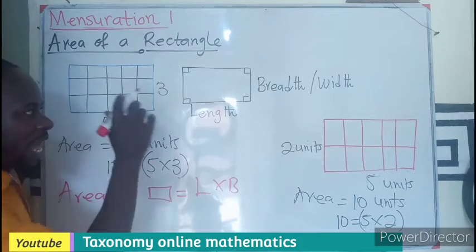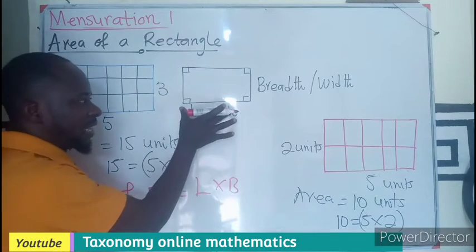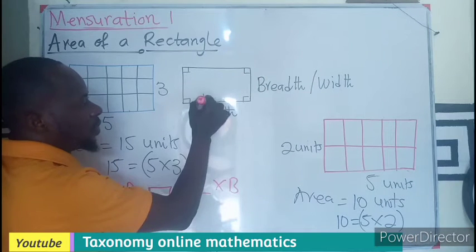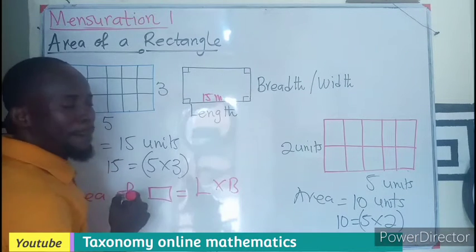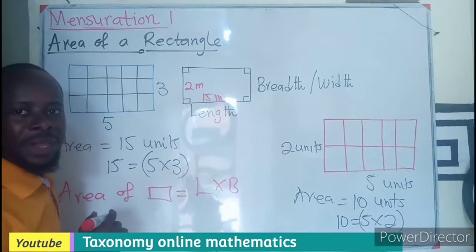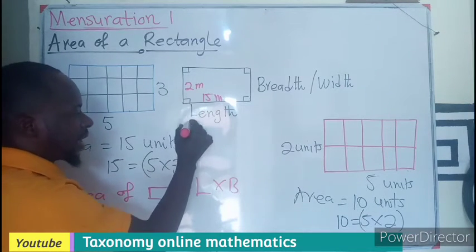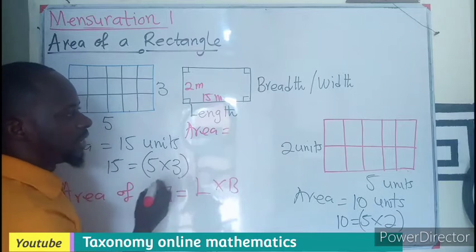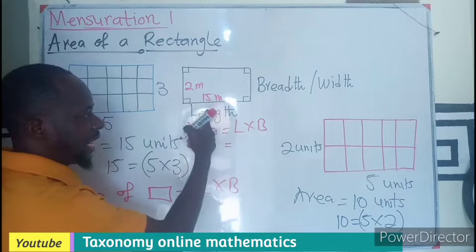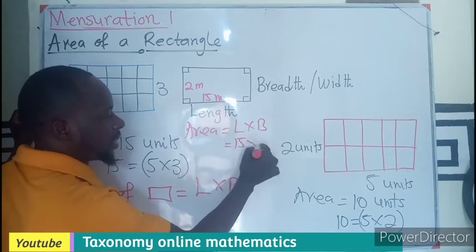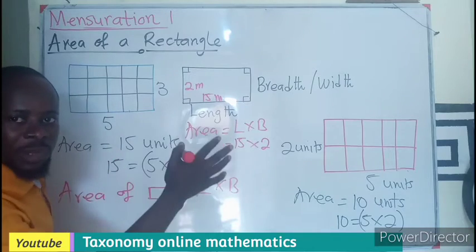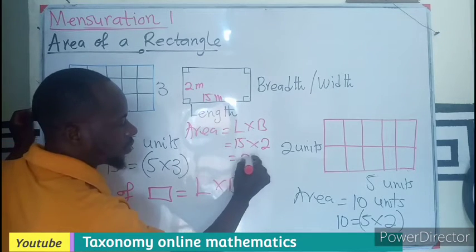So for every rectangle, if in case we are saying this rectangle has the length of 15 meter, then the breadth of 2 meter, and you are asked to find the area, the area of this is going to be length times breadth, where the length will take a dimension of 15, the breadth will take that of 2. So by multiplication, you still arrive at what?